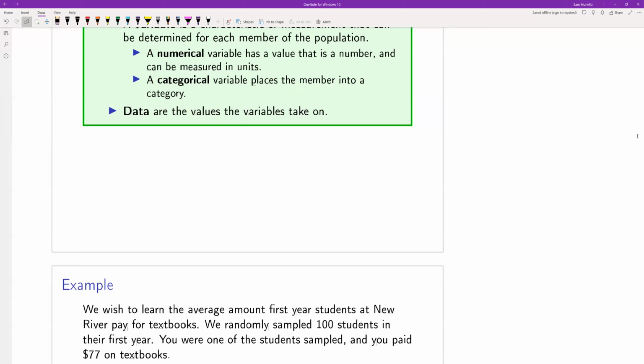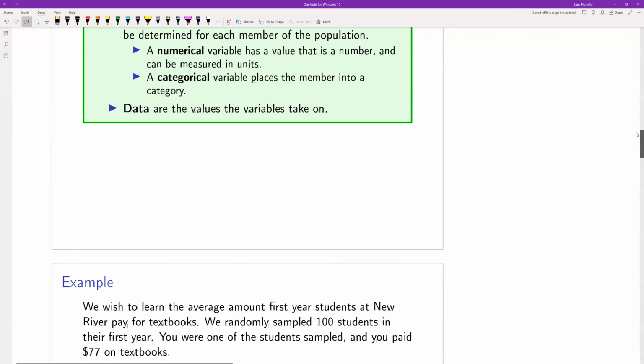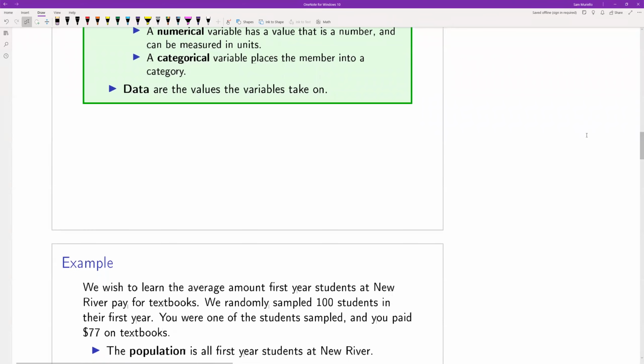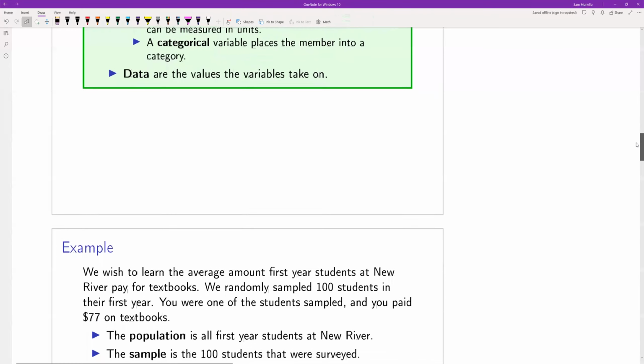What we want to figure out is what all of these different terms mean in this specific example. So here, the population, that will end up being all of the first-year students at New River. Everyone that we are trying to figure something about. But it's not reasonable for us to ask every single student. Many of them probably won't respond to the survey. And so instead, we took a sample, which is just the 100 people that we actually asked.